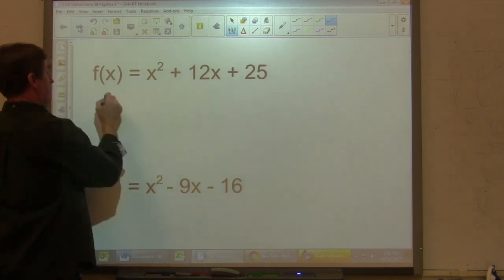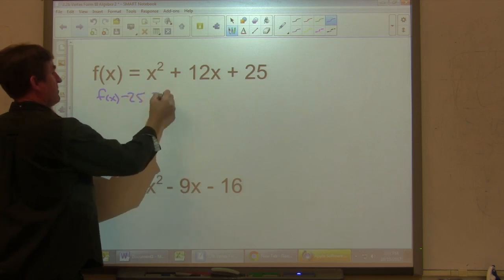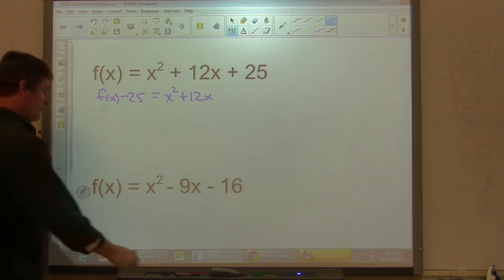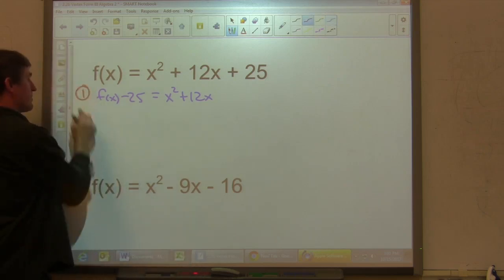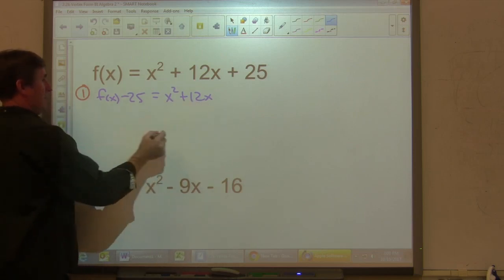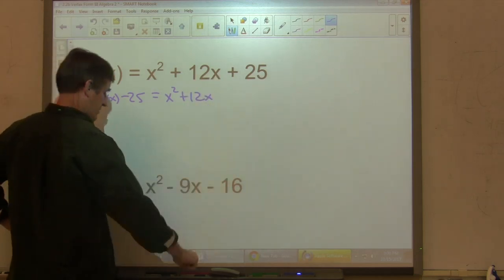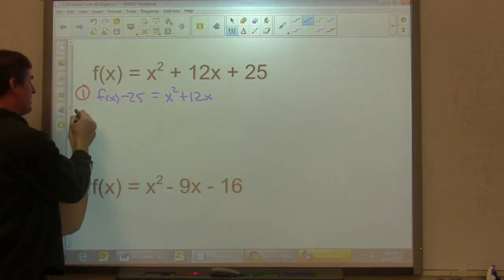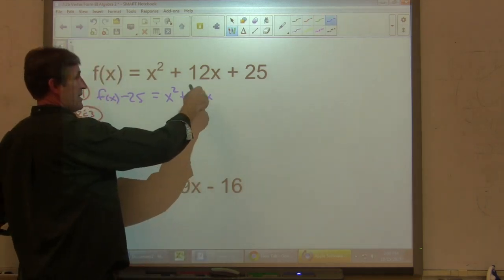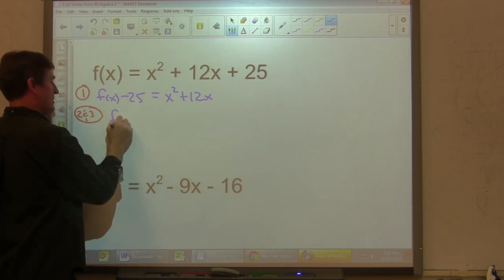So, first way, move the 25 over to the other side. That's step 1. Step 2, I'm going to take half of b. Half of 12 is 6. And then I'm going to square that. So this is going to be step 2 and 3. I take half of b, which is 6, and 6 squared is 36. And then I'm going to add that to both sides.